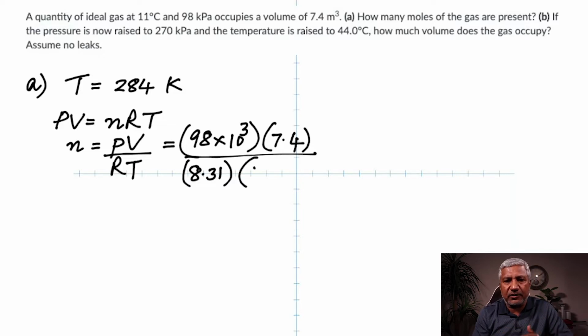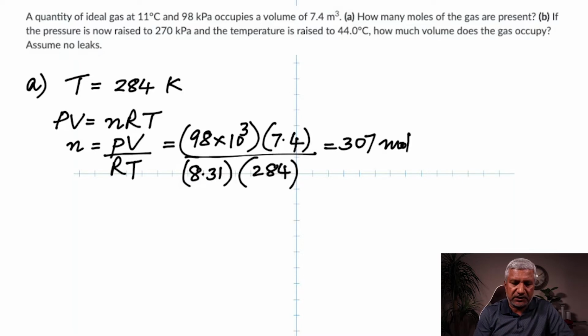So it's simple algebra. We're trying to find the number of moles. You see the 98 times 10 to the power 3 because I've changed kilo into pascals. And you get 307 moles. So that's the first part.